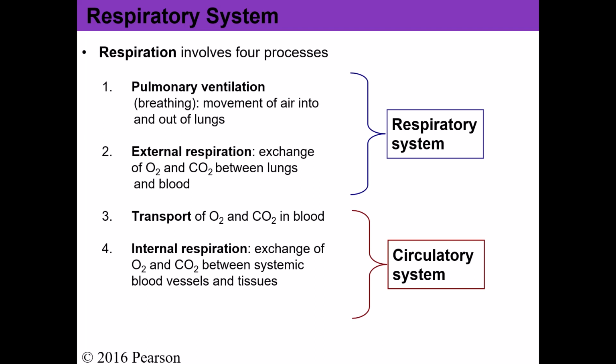The circulatory system is going to help take care of the rest, which is transport of oxygen and carbon dioxide in the blood, getting that oxygen to our tissues, taking the carbon dioxide away from our tissues, and then internal respiration, which is gas exchange again. But now we're talking about gas exchange between the blood and our tissues. So we're trying to get oxygen out of that freshly oxygenated blood and into our tissue cells, and pick up that carbon dioxide from the tissue cells and get it into our blood.